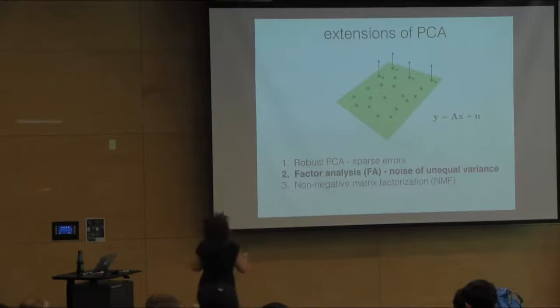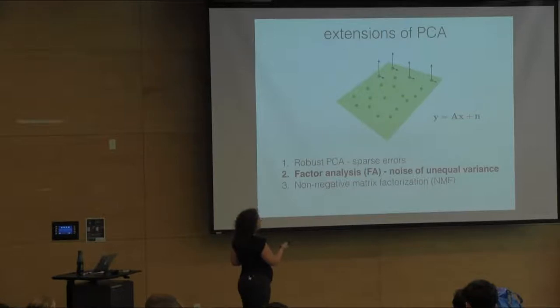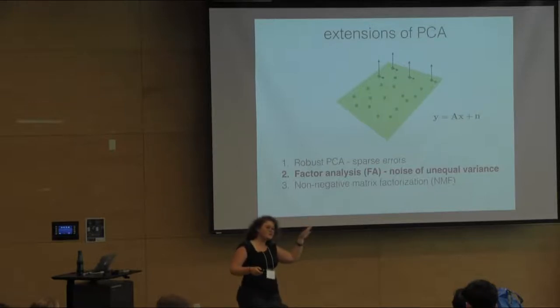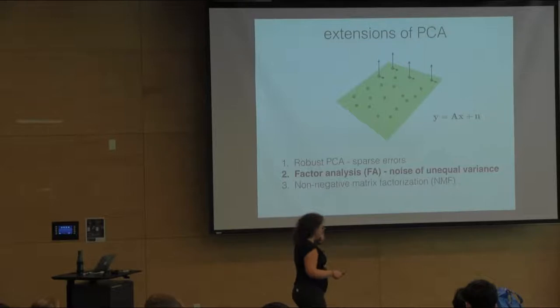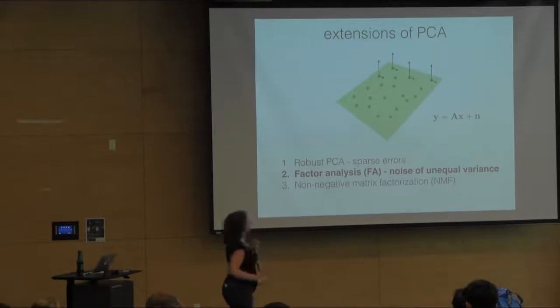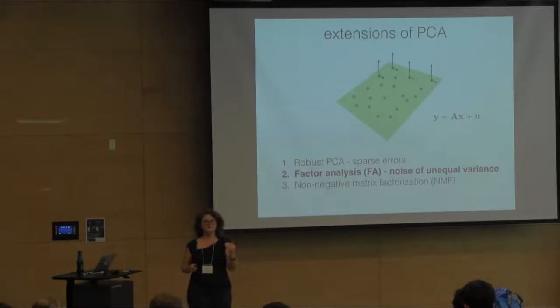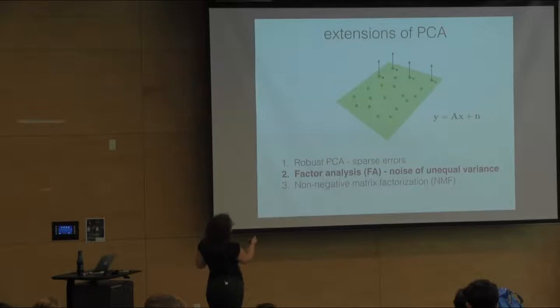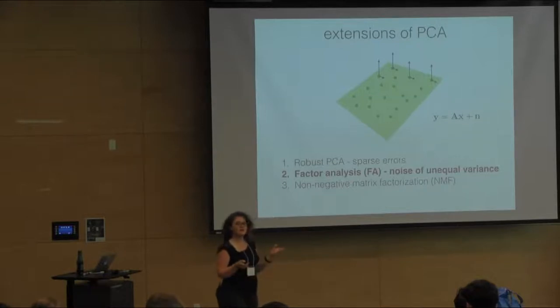The second extension of PCA is called factor analysis. Factor analysis assumes that the noise added to our data points might not have equal variance. Before, we had Gaussian noise, where we assume that the variance of the noise is equal across all of the different coordinates. So this allows us to still fit a model even if we have different amounts of noise added to different coordinates of each of the points that we're trying to reduce the dimensionality on. I kind of show that here in the sense that the noise perturbation could be very large in one direction and perhaps small in another one. So factor analysis is the right thing to do when you have noises of unequal variance.